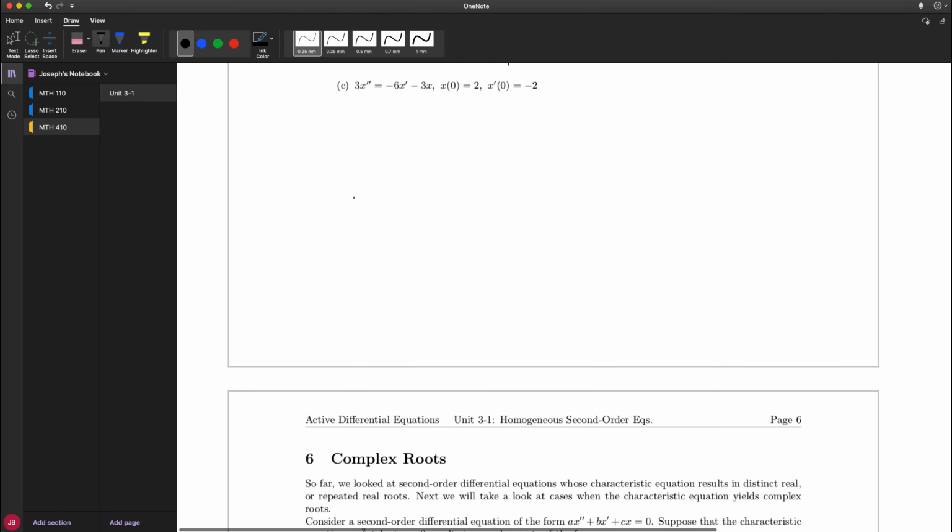Okay, this last problem here, first thing we're going to do is just get everything over to one side first. You always need your second order linear equation to look like this. We get 3r squared plus 6r plus 3 equals 0. Factor out a 3.